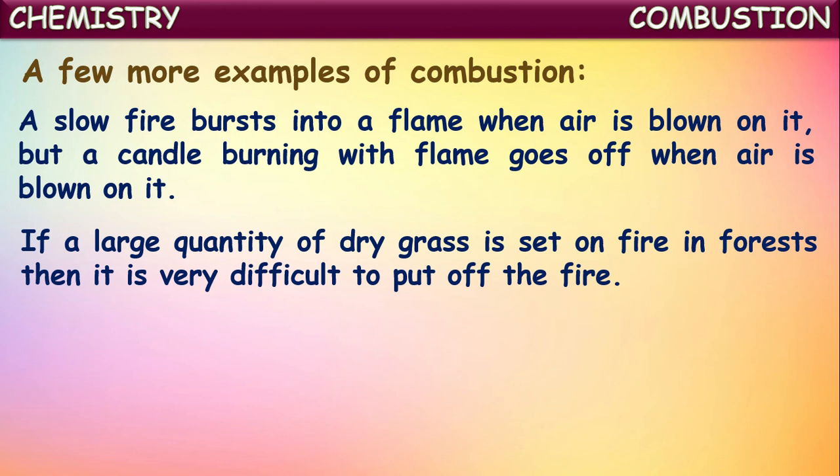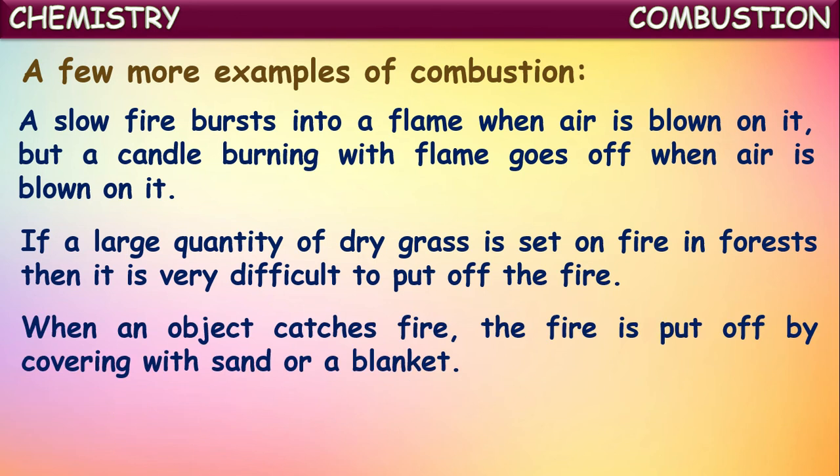That fire will be caught by the big plants and they will continue burning, so that finally becomes a forest fire. It spreads easily and controlling that fire becomes very difficult. And one more example for combustion is when an object catches fire, the fire is put off by covering it with sand or a blanket. This also proves that continuation of burning of a combustible substance needs atmospheric air or oxygen gas.